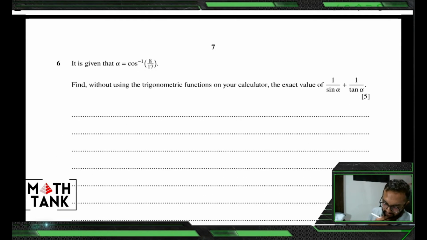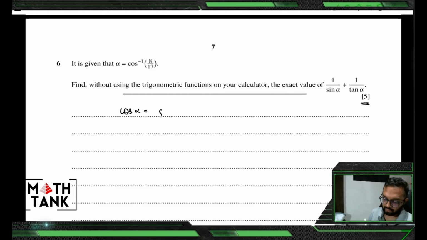Then we have another question. It says that cos alpha is this. Find it without using the trigonometric functions on your calculator, which means you can't calculate the angle right now, and you cannot give me an answer directly without using some method, because the examiner is looking for a method. Calculating on your calculator is not a method. So I'm going to write cos alpha equals 8 over 17.